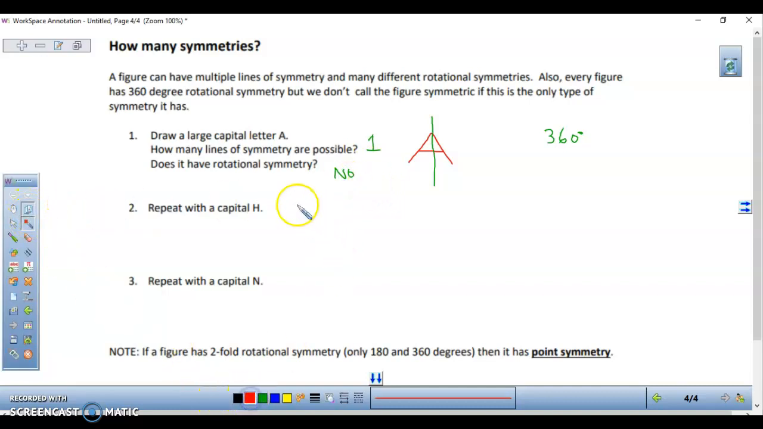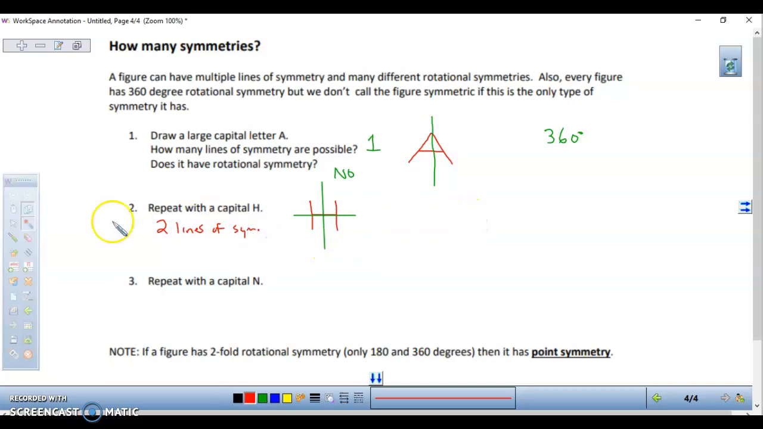But let's look at the letter H. Now the letter H, on the other hand, has two lines of symmetry. Look, there's this vertical line where you could fold it over and it would land on itself. And there's also a horizontal line where you could fold it over and it would land on itself. So H has two lines of symmetry.